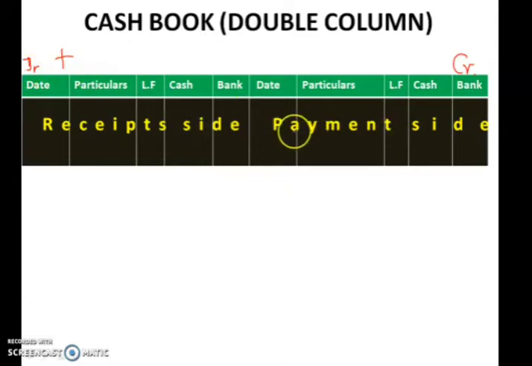Now this side, the right hand side, is the credit side. So date, particular, ledger folio, cash and bank. You can see here cash and bank, two separate columns in the credit side also. This side is known as the payment side. All those transactions because of which your cash decreases will be shown in the credit side or payment side. An example is the purchase of fixed asset.